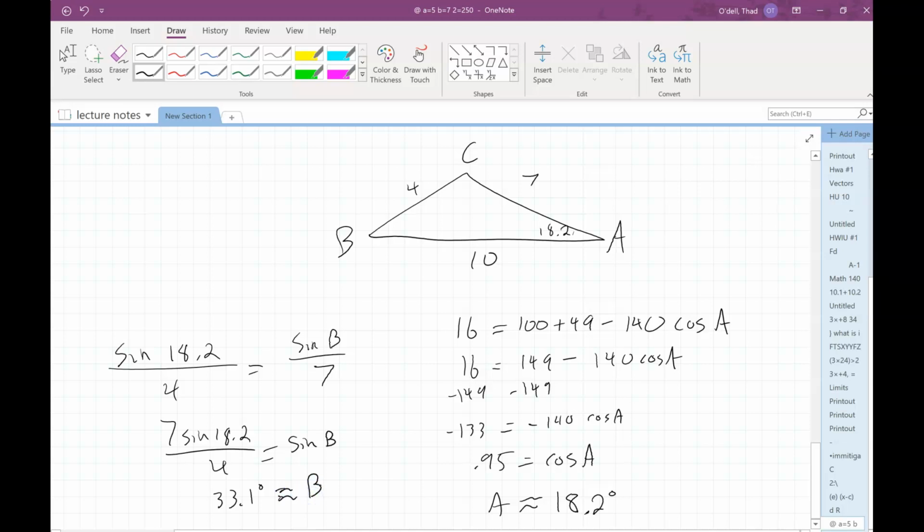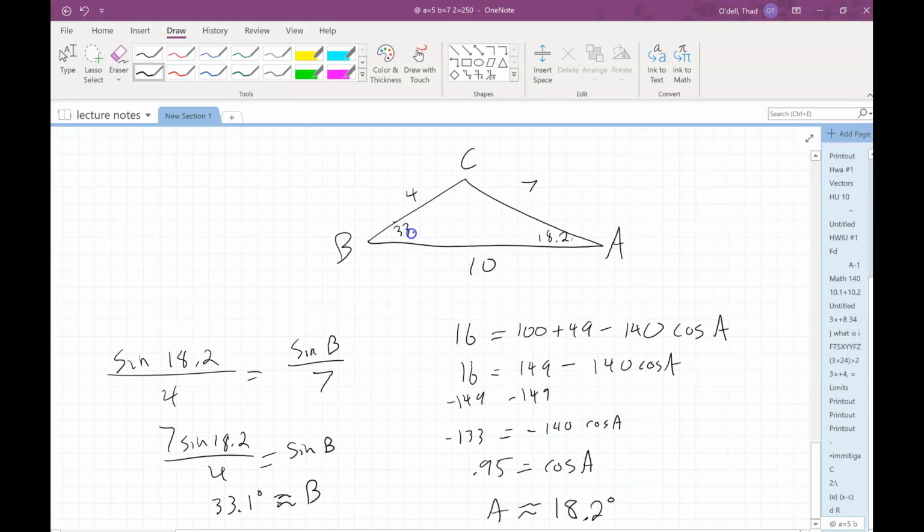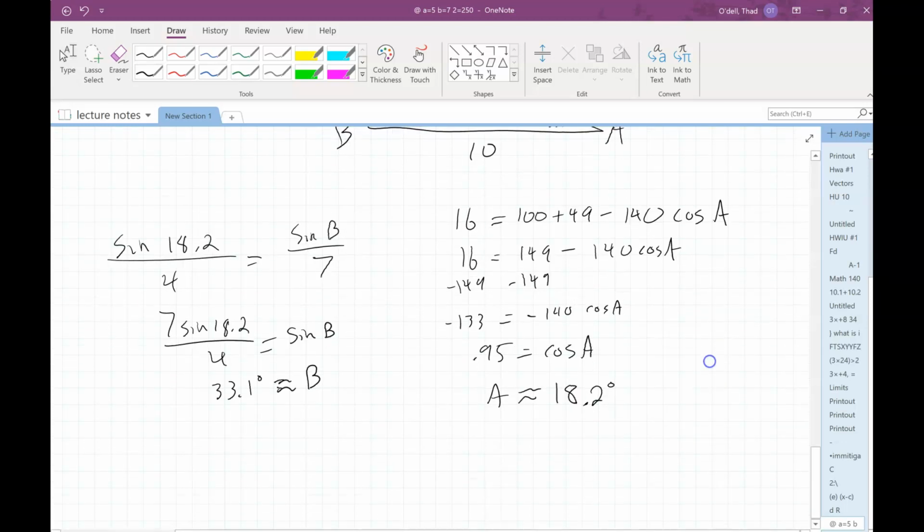So that would make this 33.1 degrees. And you don't need law of sines or cosines to find angle C. So I'm going to just take 180 minus 33.1 minus 18.2, and I get that angle C is approximately equal to 128.7 degrees.